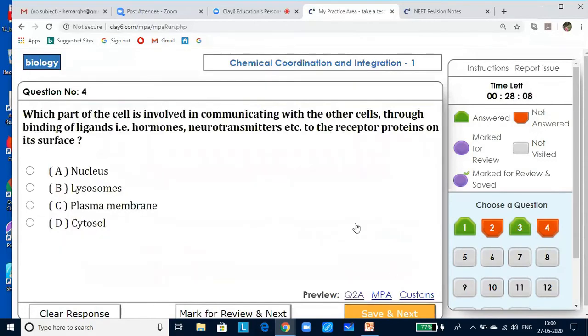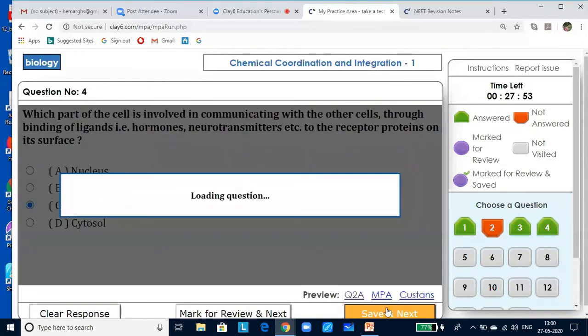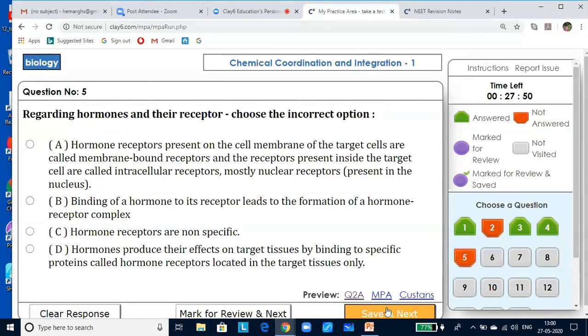Which part of the cell is involved in communicating with the other cells through binding of ligands, that is hormones, neurotransmitters, etc., to the receptor proteins on its surface? It is the plasma membrane. Regarding hormones and their receptor, identify the incorrect option.